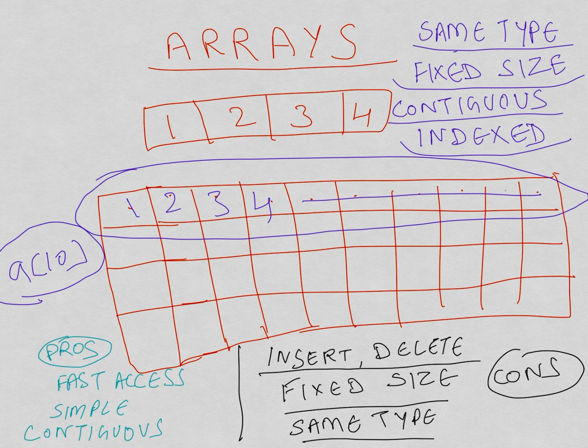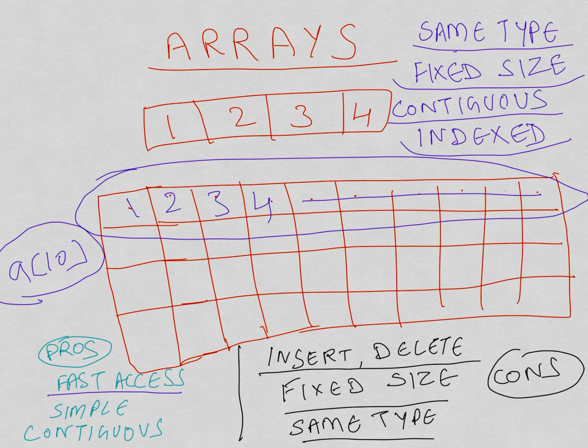Going further into the pros and cons, let's talk about the pros first. In the pros of arrays, first thing is that it is very fast in access because you have the index number. You can just access any data in that array with its index number. Second thing is that it's a very simple data type. It's easy to just iterate over the array with a for loop.